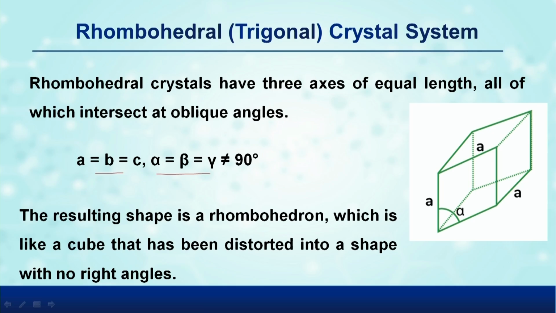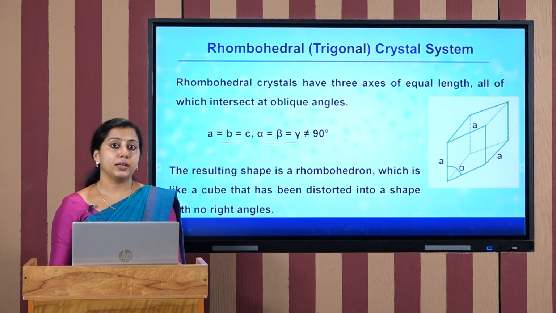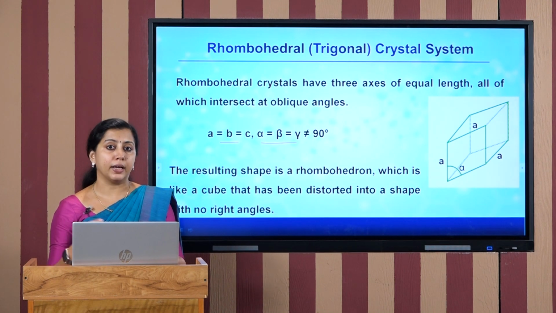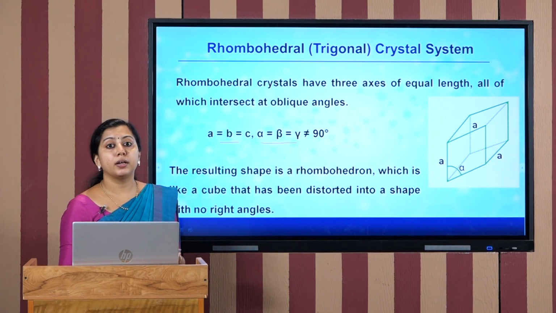And the resulting shape is a rhombohedron, which is like a cube, but if that cube is distorted into a shape, we know that a cube has exactly right angles, all 3 axes are at right angles. But suppose that cube is slightly distorted, then the angles will not be equal to 90 degree. So, such a shape is called a rhombohedral or a trigonal.